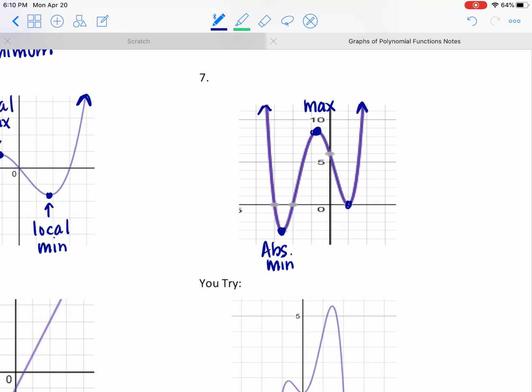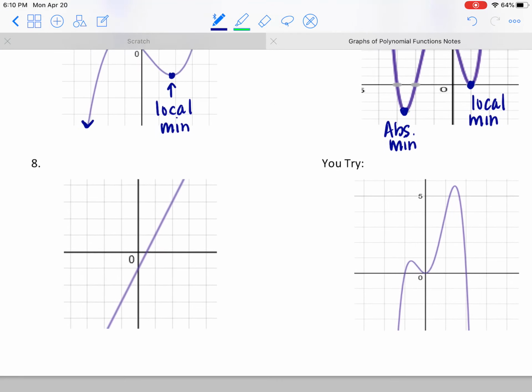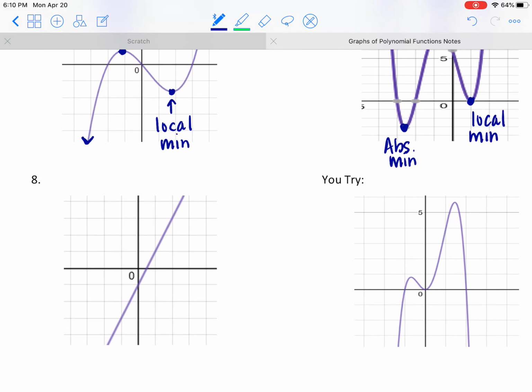And then here we have a maximum, but not the highest point on the graph. Since this graph goes up forever, it will not have an absolute maximum, so that would be a local maximum. And then here we have another minimum, but not the lowest point on the graph. We already established the other point was the lowest, so it is going to be called a local minimum.